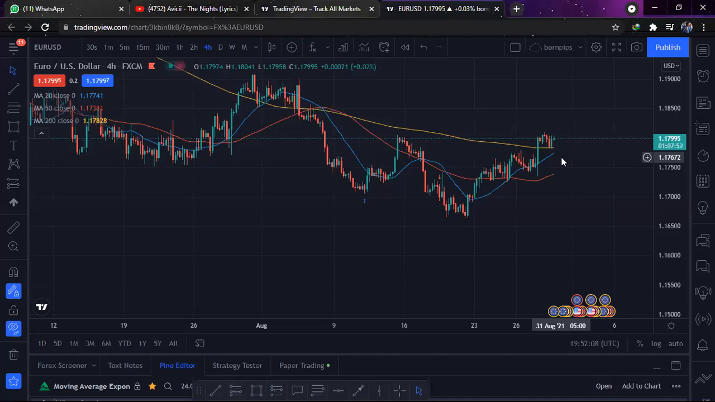Our clear confirmation to enter a trade is when the 50 is above the 200, and then the 20 is above the 50 and above the 200, and prices are closing above the 50, then we buy. This is the rule. If you have to sell in this market, when the 50 MA is below the 200 and the 20 MA is below the 50 MA and prices are closing below the 50, then we sell.